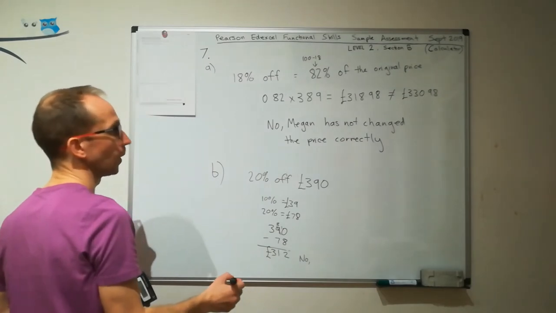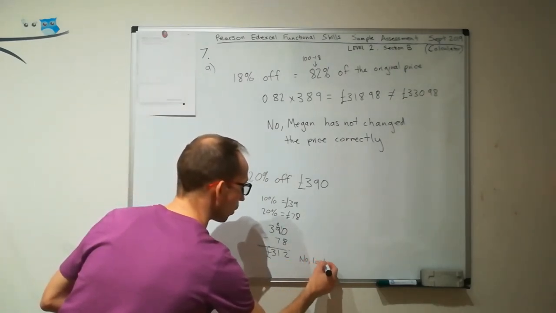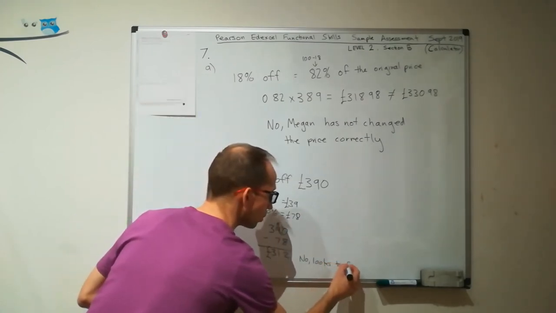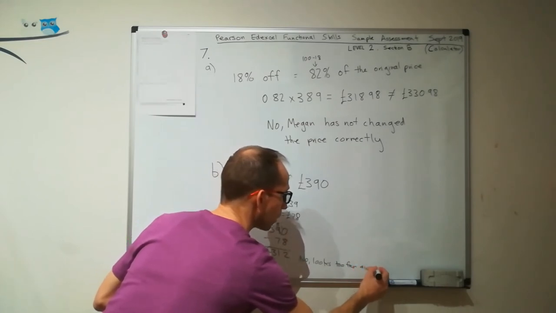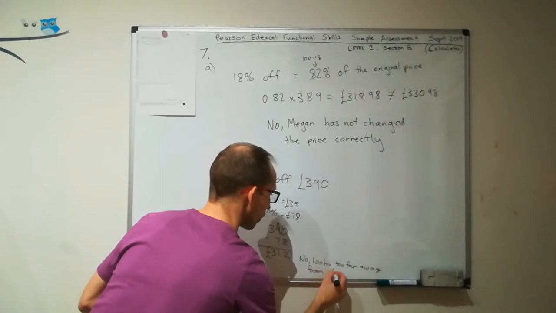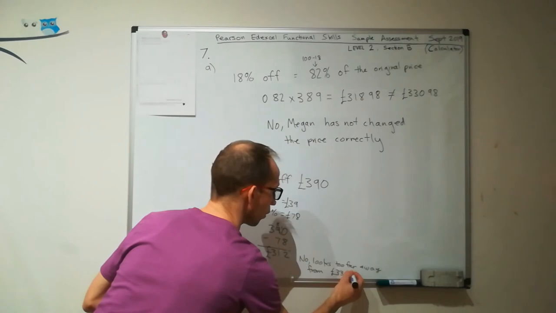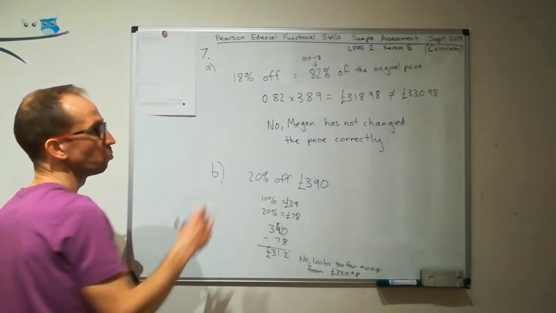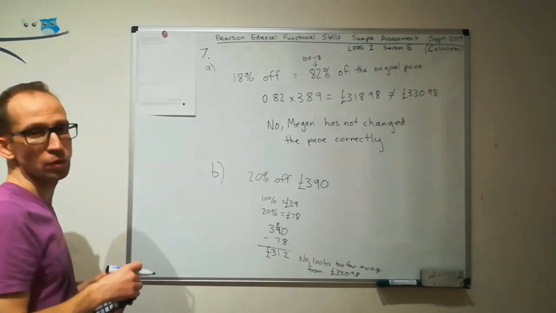And I can say, no, that looks too far away from £330.98. So even with my check, I'm saying, no, I don't agree with that. And that's your check using estimation.